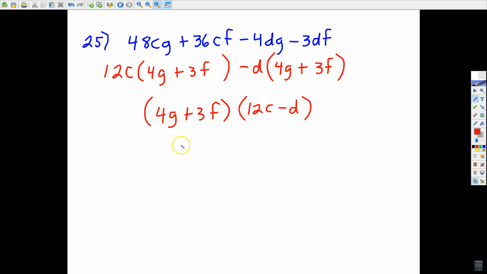Okay, and I hope that helps. That's all the help. I hope the rest of them are what you're used to seeing, the typical factoring, hopefully that you've seen in the past. If you have any questions, let me know.